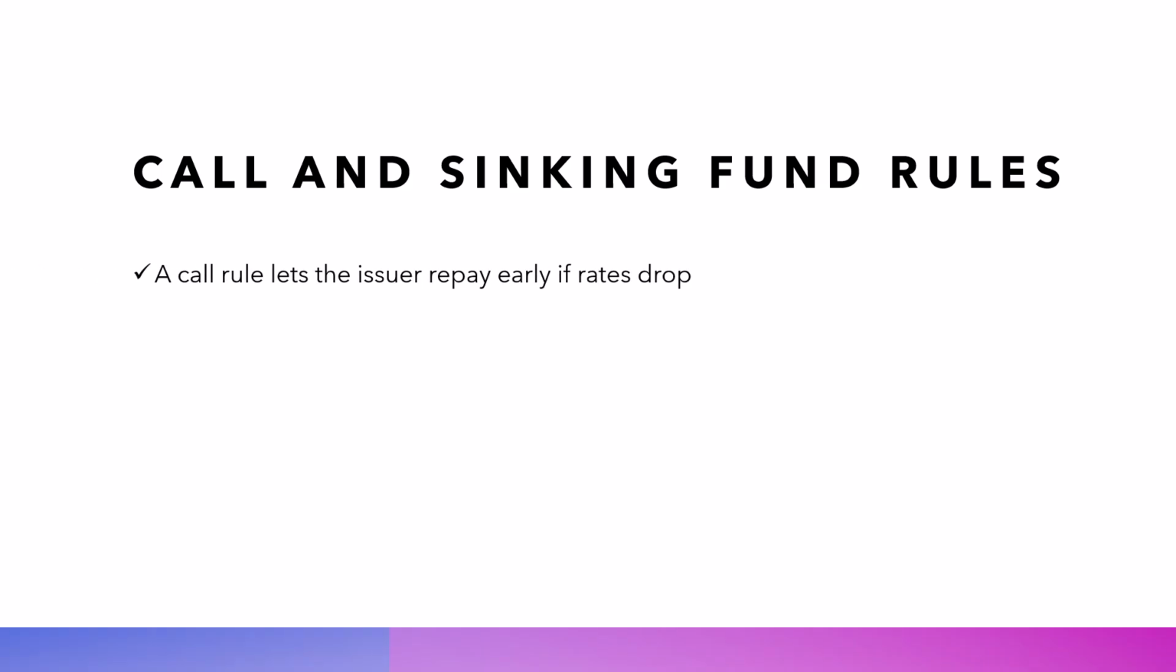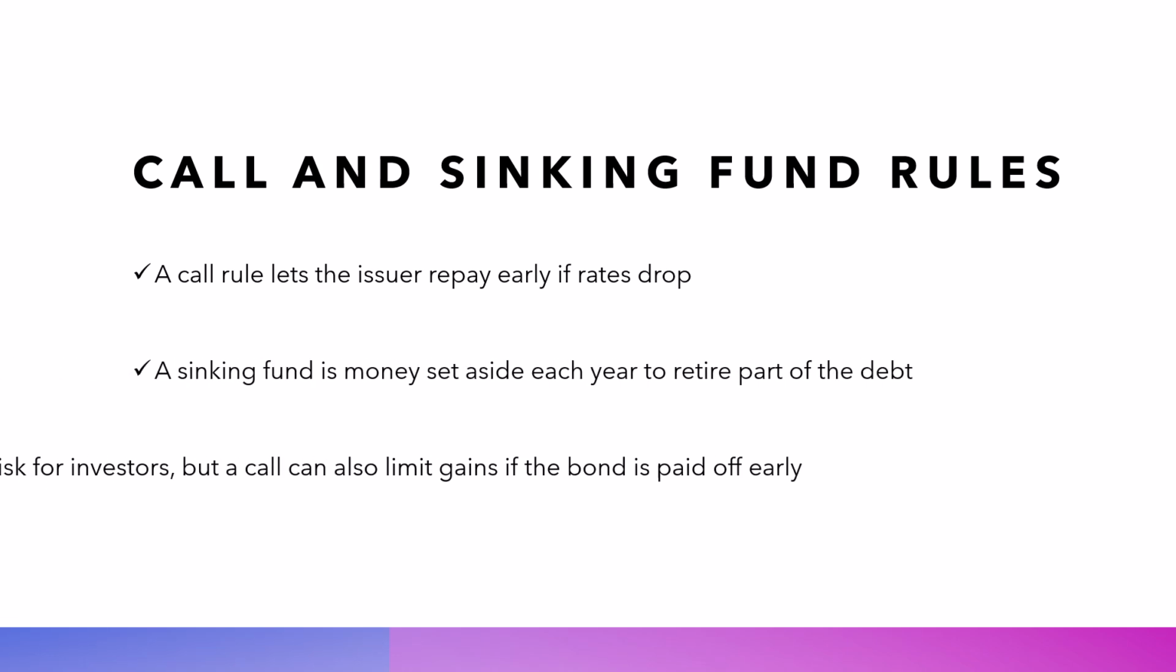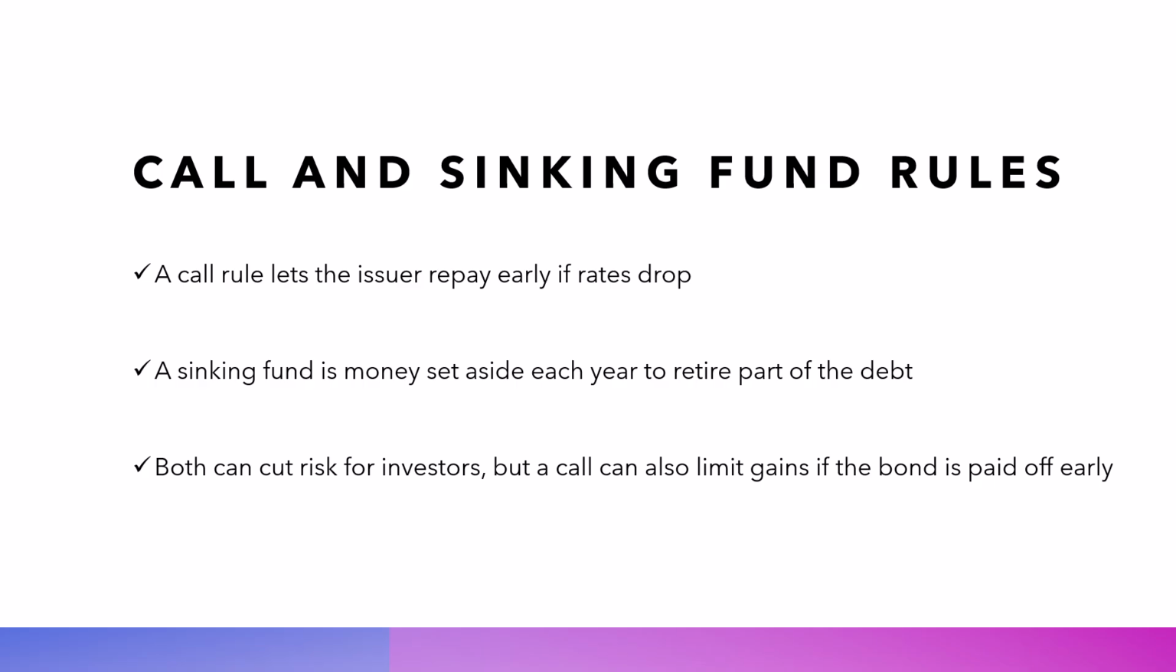Call and sinking fund rules. Two common provisions in bond contracts are call rules and sinking funds. A call rule allows the issuer to repay the bond early, usually when market interest rates drop. This protects the issuer but can hurt investors because they lose out on higher than market coupons. A sinking fund requires the issuer to put aside money each year to pay off part of the debt. This lowers default risk and can reassure investors. A sinking fund reduces risk while a call option limits investor gains.